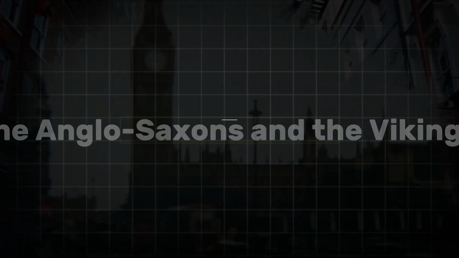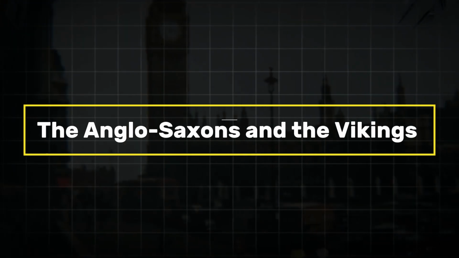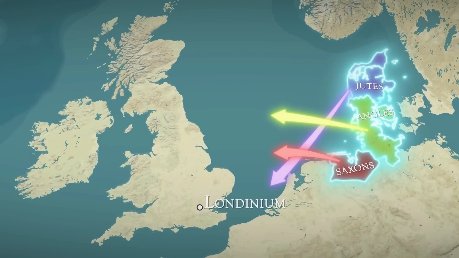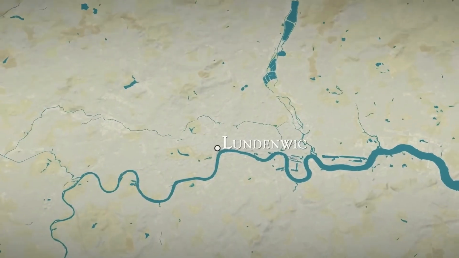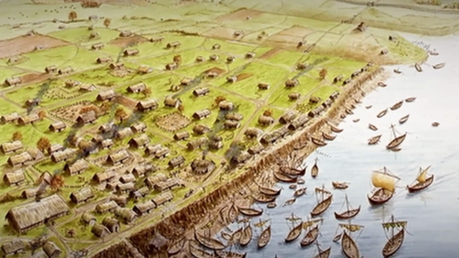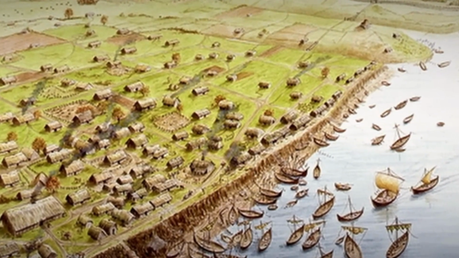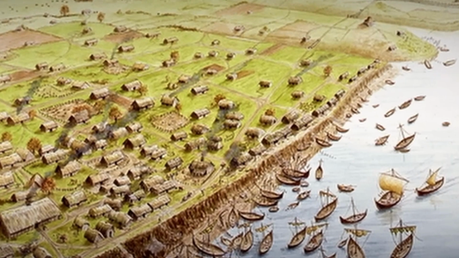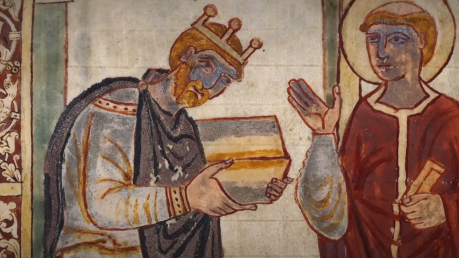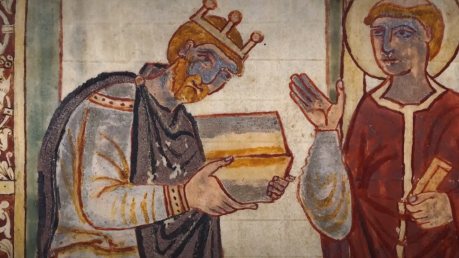The Anglo-Saxons and the Vikings. After the Roman exit, the Anglo-Saxons settled west of the ruined city, forming a new settlement called Londonwijk. By the 7th century, it had developed into a bustling trading town with an estimated 10,000 people. Christianity spread, and St. Paul's Cathedral was established. However, London's peace was short-lived.